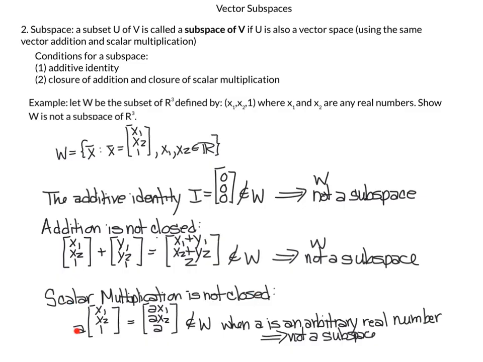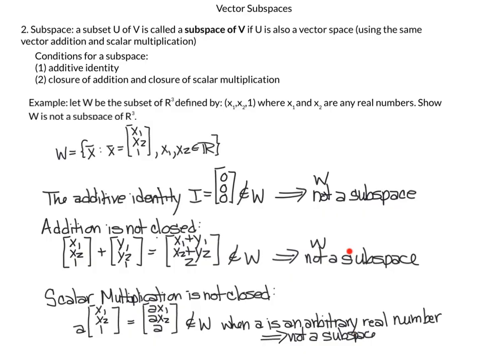So now we have a scalar A times x1, x2, 1. So our vector is ax1, ax2, and then A. So unless A is equal to 1, this vector is not in W. But remember, the scalar multiplication closure should hold for any real value of A. So on this condition alone, we can say that W is not a subspace.